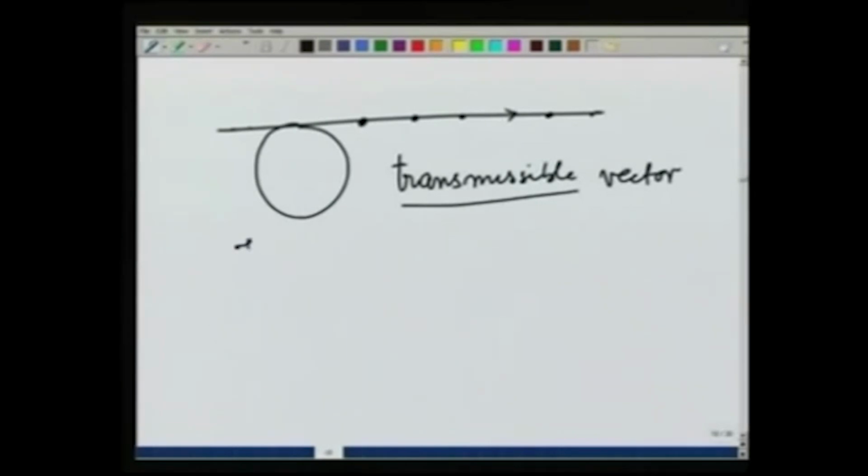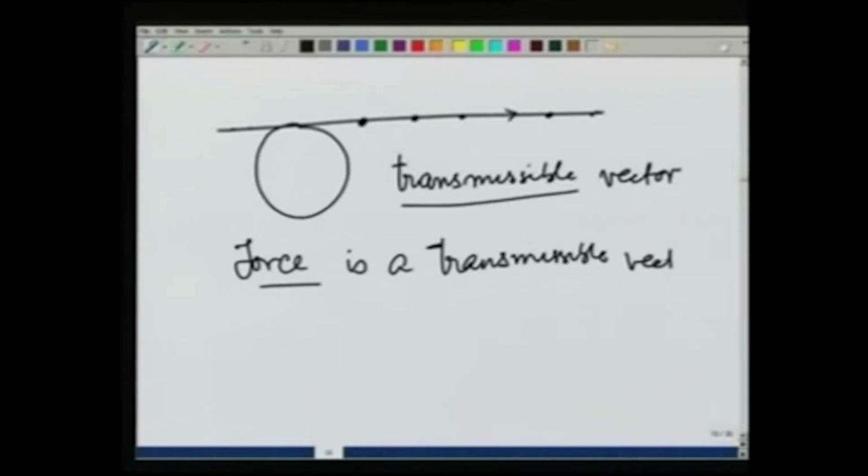For example, force is a transmissible vector. So, force has this quality called transmissibility.